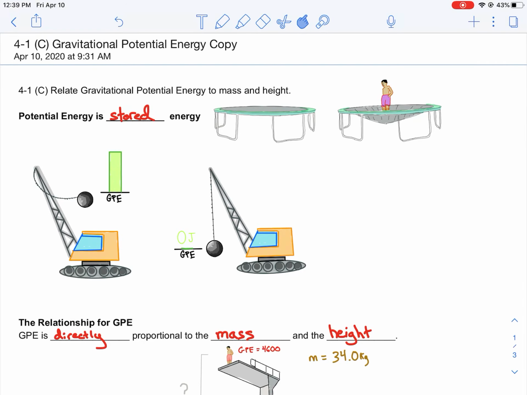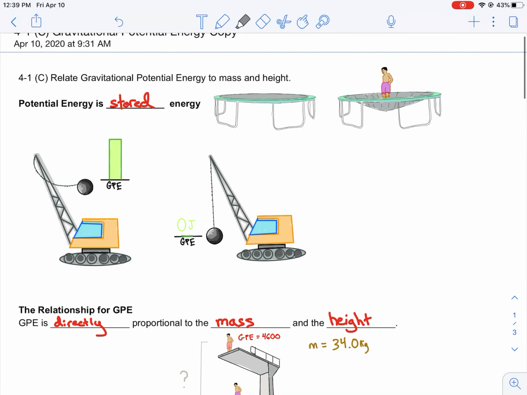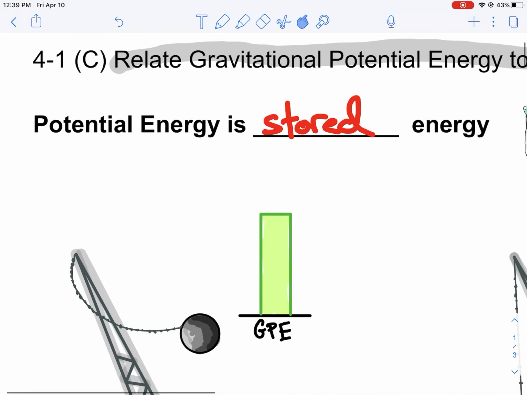All right, team, let's talk about gravitational potential energy, and let's relate gravitational potential energy to mass and height. But first, let's review potential energy, and let's remember that it means stored energy.